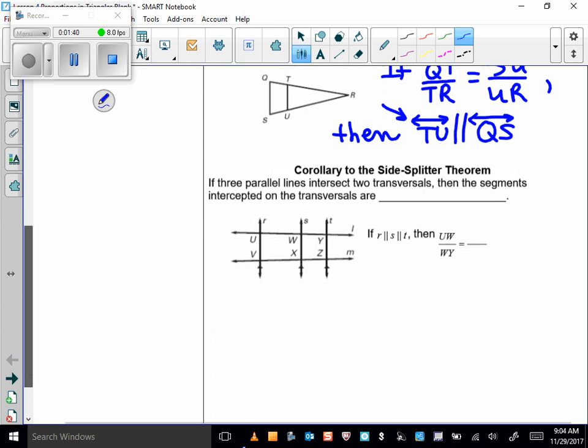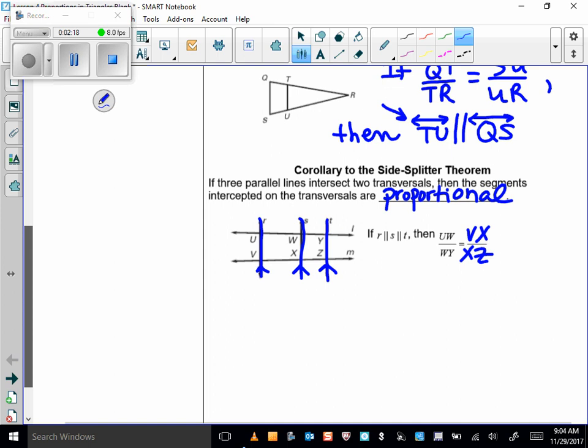Okay, now there's a corollary to this side splitter theorem, and it says if three parallel lines intersect two transversals, then the segments intercepted on the transversals are proportional. So if R is parallel to S is parallel to T, then I know that UW over WY equals VX over XZ. The segments intercepted are proportional.